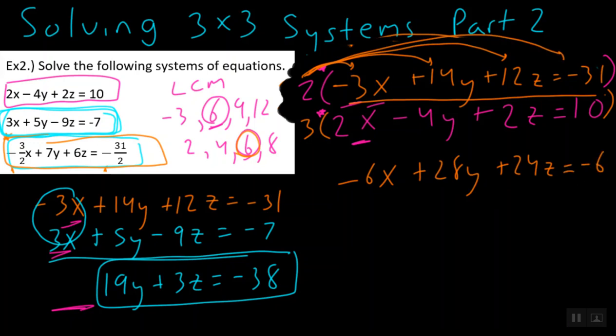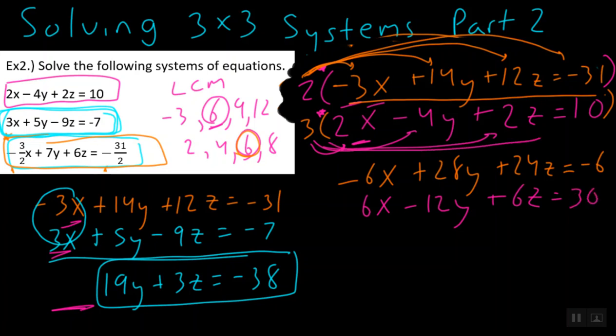What about on the bottom? Well, 3 times 2x is 6x. 3 times negative 4 is negative 12y. 3 times 2z will give me 6z. And of course, 3 times 10 will give me 30.